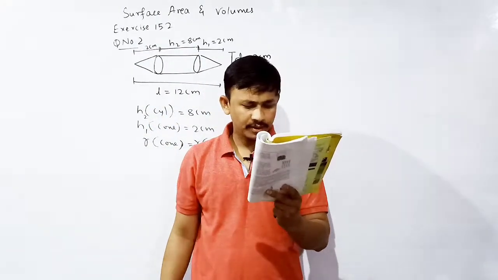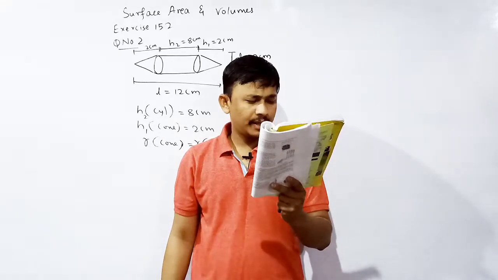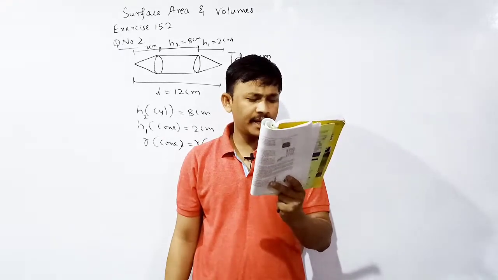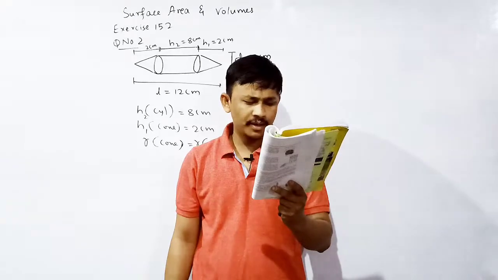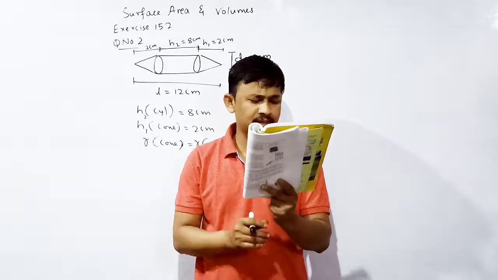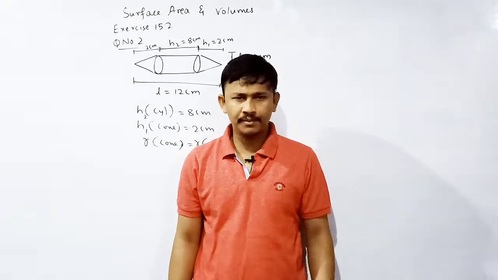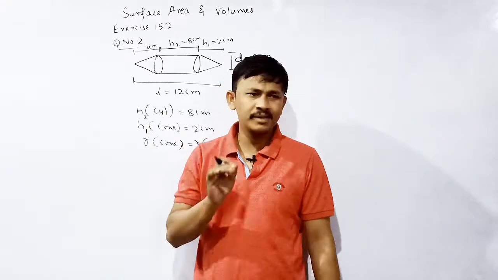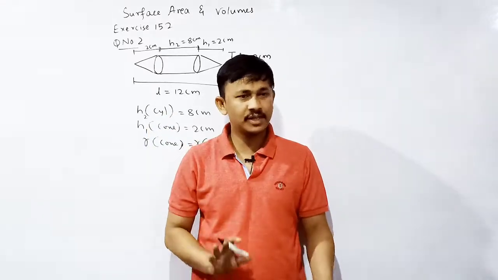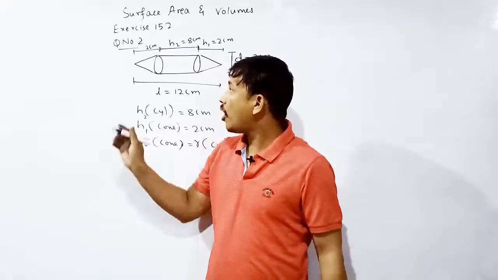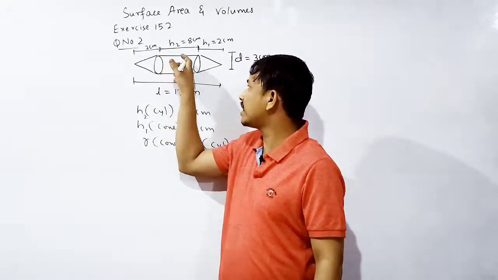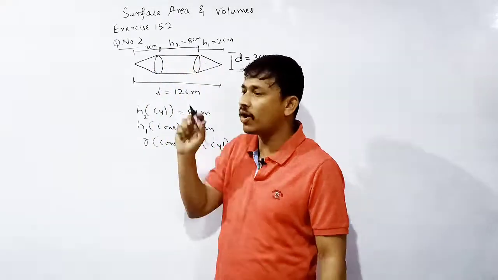Okay, find the volume of air contained in the model that Rachel made. Assume the outer and inner dimensions of the model to be nearly the same. We need to find out how much air is present inside this model, that is volume.